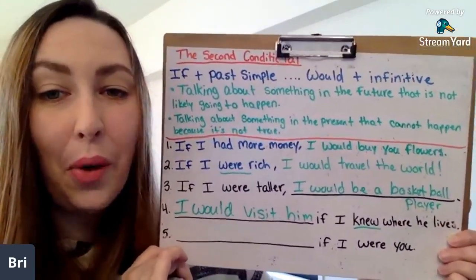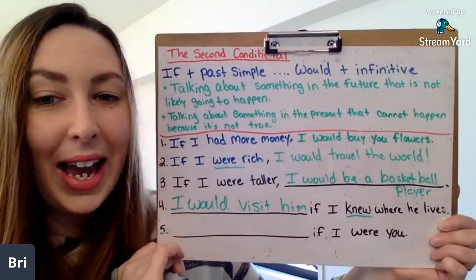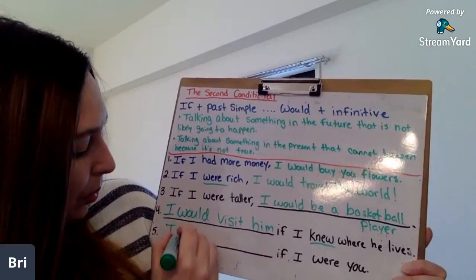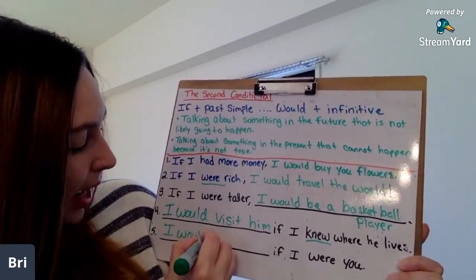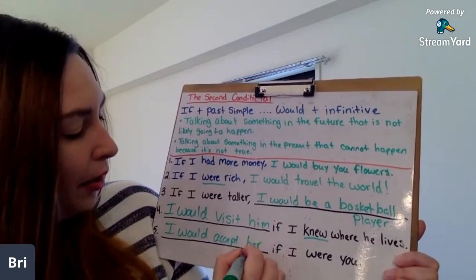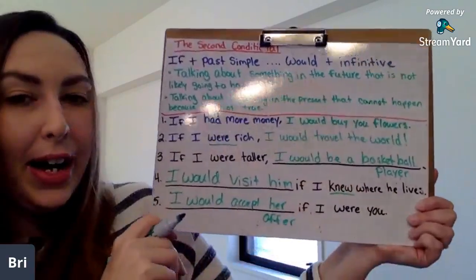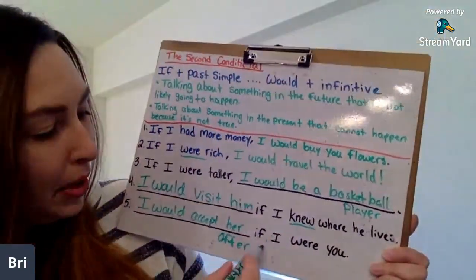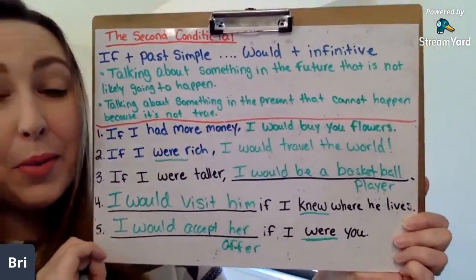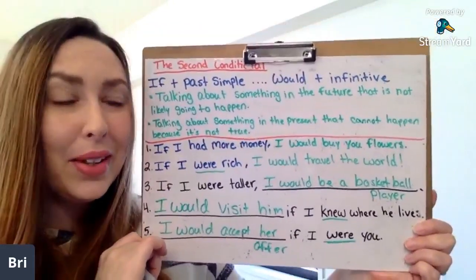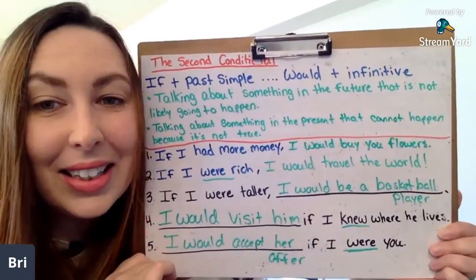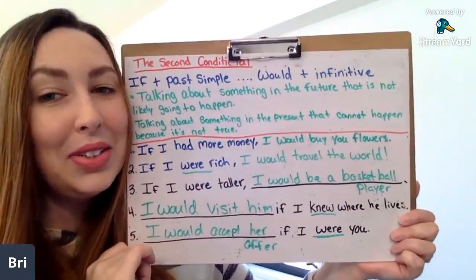Oh, I would share my joy. Oh, very nice. Okay, I think I'm going to go with Ali's answer. So I would accept her offer if I were you. Very good. And remember, a lot of the times we change, instead of I was you, we can change it to if I were you. If I were you, I wouldn't do that. Very, very good. I wouldn't do that if I were you.